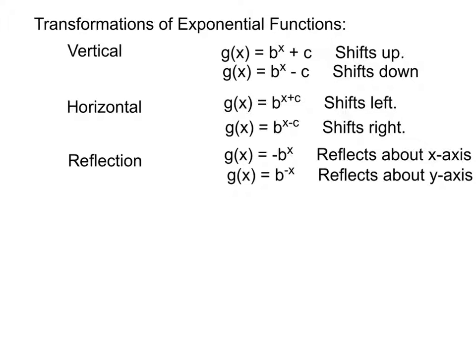For reflection, if we've got g of x is equal to minus b to the x, then we know it reflects about the x-axis. And if we have g of x is equal to b to the minus x, then it reflects about the y-axis. We also have vertical stretch or shrink. So if our function is g of x is equal to c times b to the x, and c happens to be greater than 1, then we have vertical stretching. If c is between 0 and 1, we have vertical shrinking.